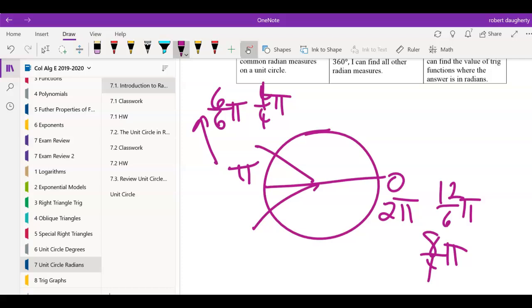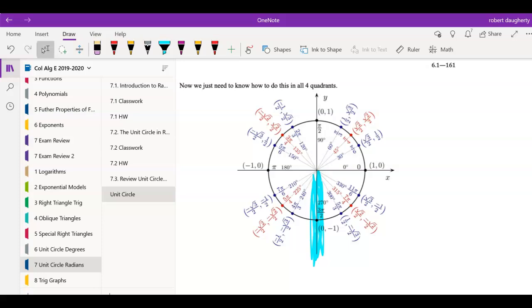But then you're going to have this unit circle for your quiz. That's going to be very helpful because you can look and read all of the values off of the unit circle.